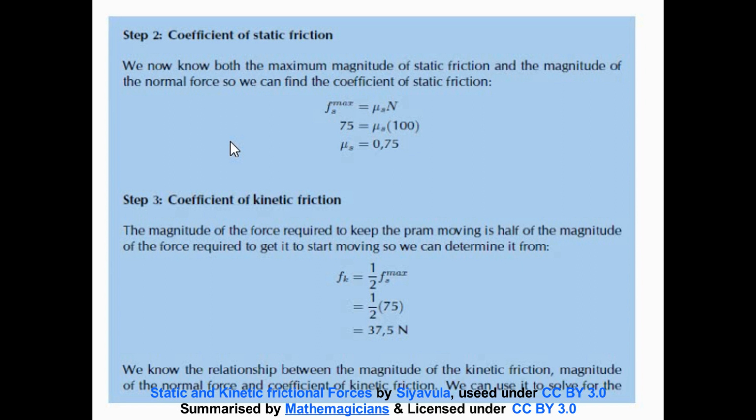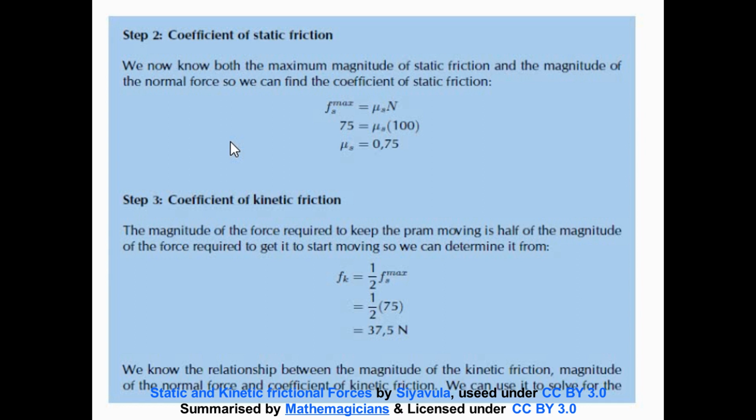Now that we have the coefficient of static friction, we can calculate the coefficient of kinetic friction. The magnitude of the force required to keep the pram moving is half of the magnitude of the force required to get it to start moving. So we can determine it from Fk is equal to half that of Fs max. We know Fs max was 75 newtons, so half of that is 37.5 newtons. That is the magnitude of the force required to keep the pram moving.